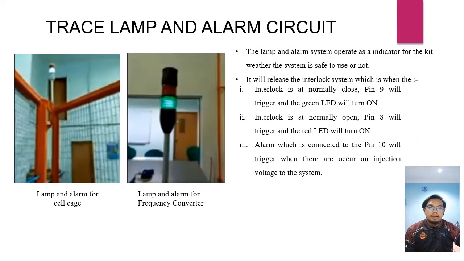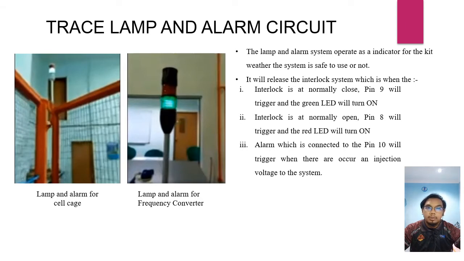For the next slide, as we can see, there are 2 figures, which means there are 2 parts. In our lab, there are 2 parts of the lamp and alarm system: one for the cell cage and another one for the frequency converter. The lamp and alarm system operates as an indicator for the kit whether the system is safe to use or not. It is the safety precaution to make sure that the kit is in a safe condition to operate.